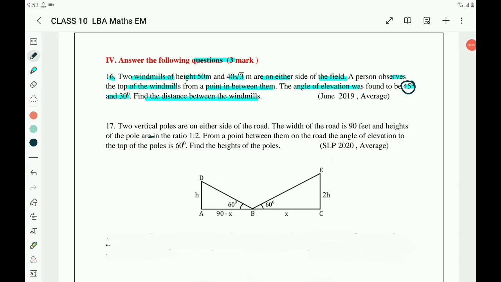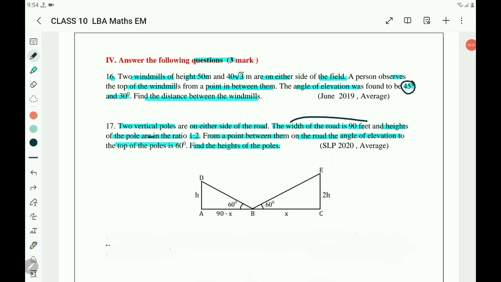Then you take the 17th question. Two vertical poles are on either side of the road. The width of the road is 90 feet and heights of the pole are in the ratio 1:2. From a point between them on the road, the angle of elevation to the top of the pole is 60 degree. Find the height of the poles. Here try to understand the question clearly. What is given? Two poles are there and heights of the poles are not given. We have to find the heights of the poles.